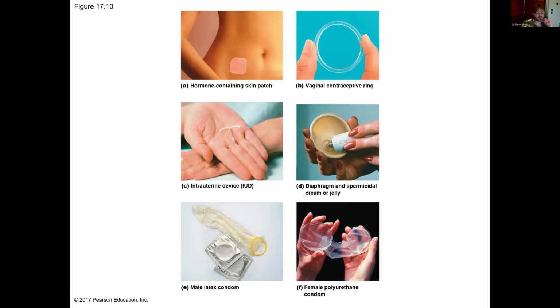And here are just some visual examples of each of these different contraceptive devices. This is the Y, the intrauterine device I was talking about. This is going to be inserted into the uterus through the cervix, and it's going to be releasing hormones.